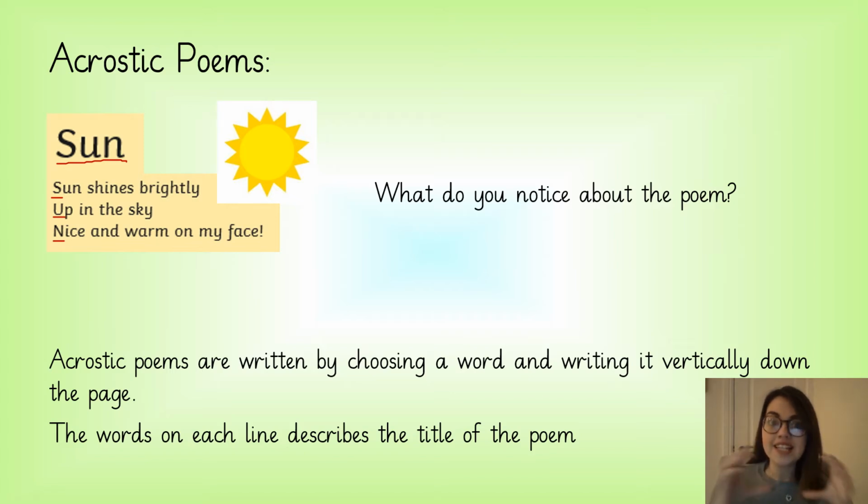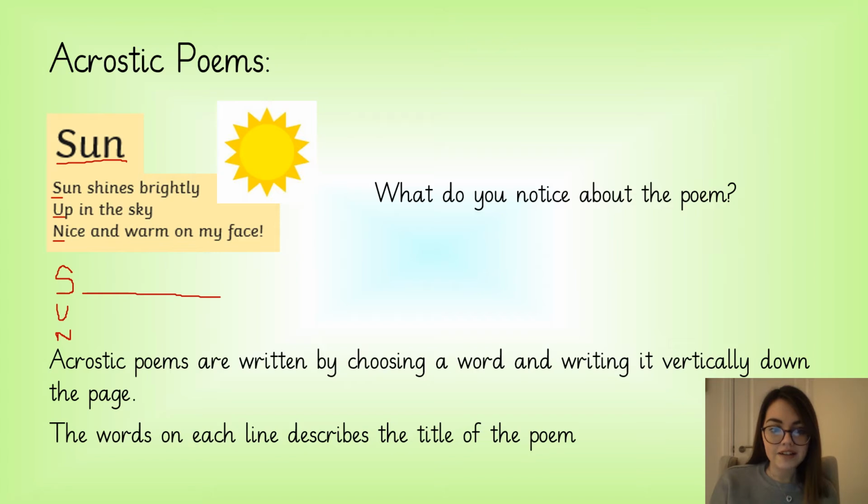We choose the title of our poem and we write each of those letters S, O, N in capital letters going down our page, just like I've done on our screen. Then we can write the rest of our lines, but we need to make sure that our first word begins with this first letter. So you can see in the poem we've written: sun. So it begins with the first S, shines brightly. It describes what the sun looks like.